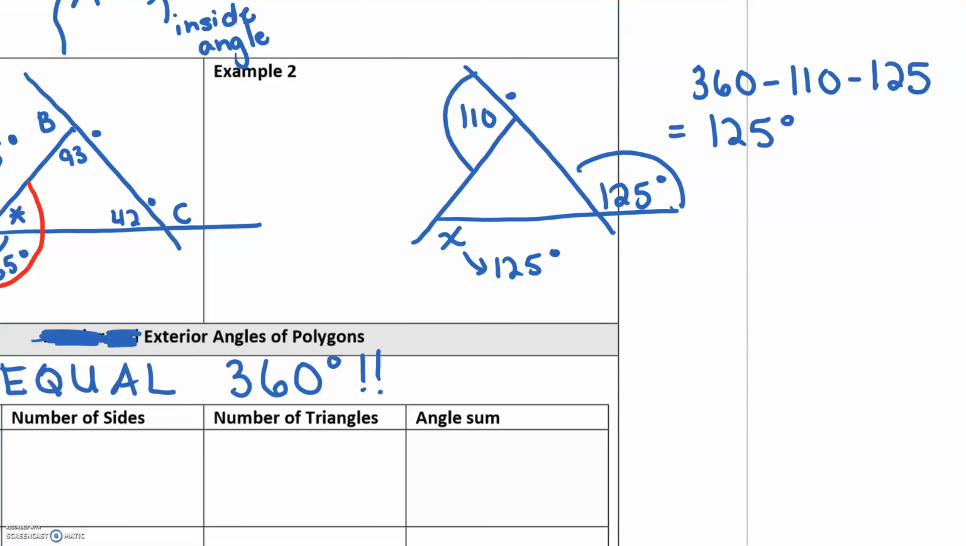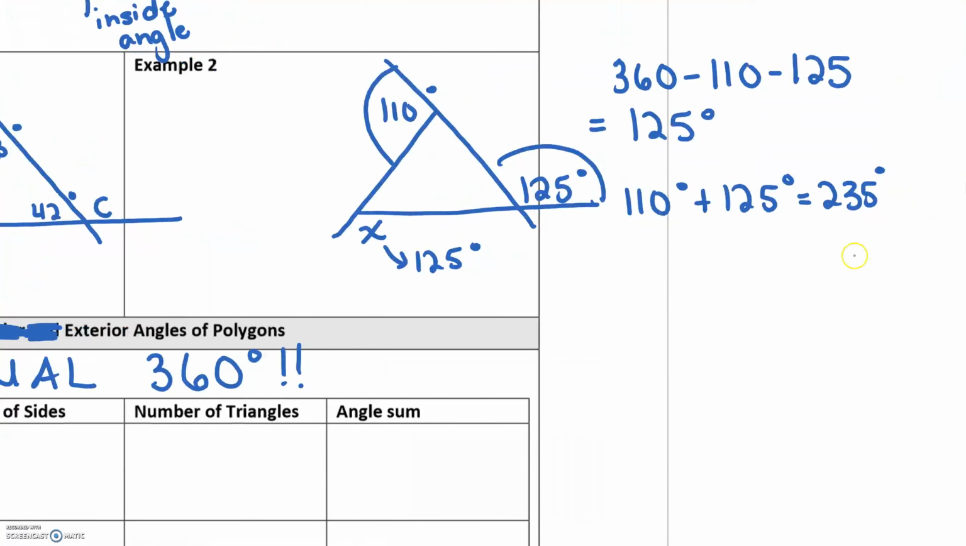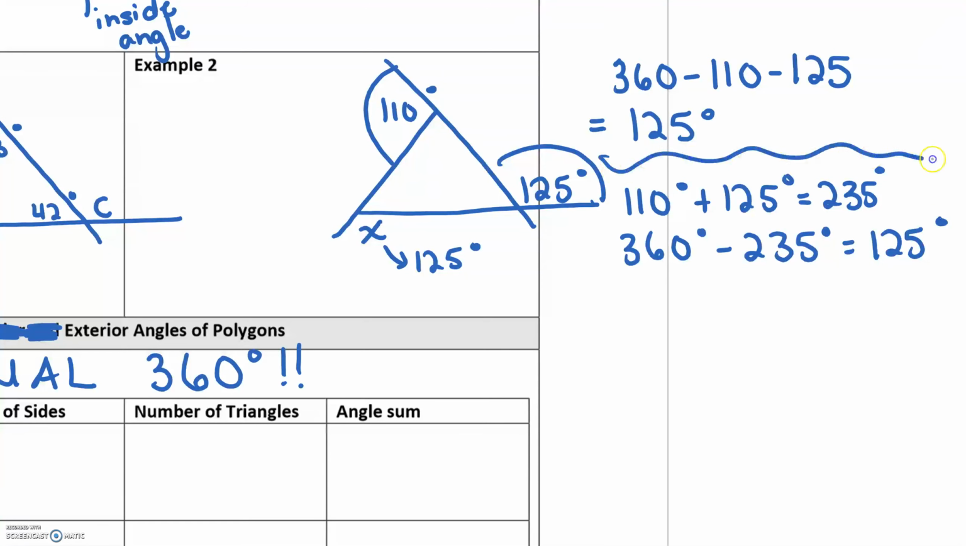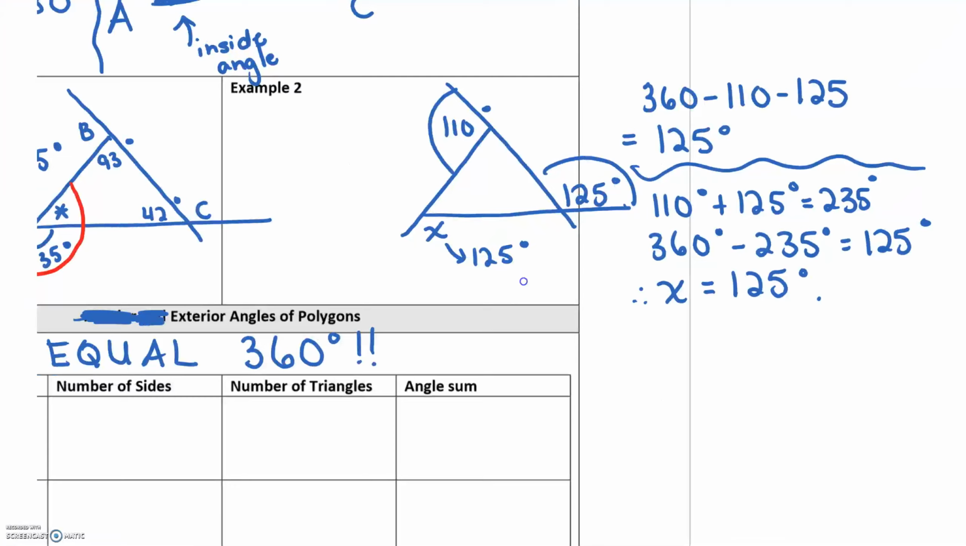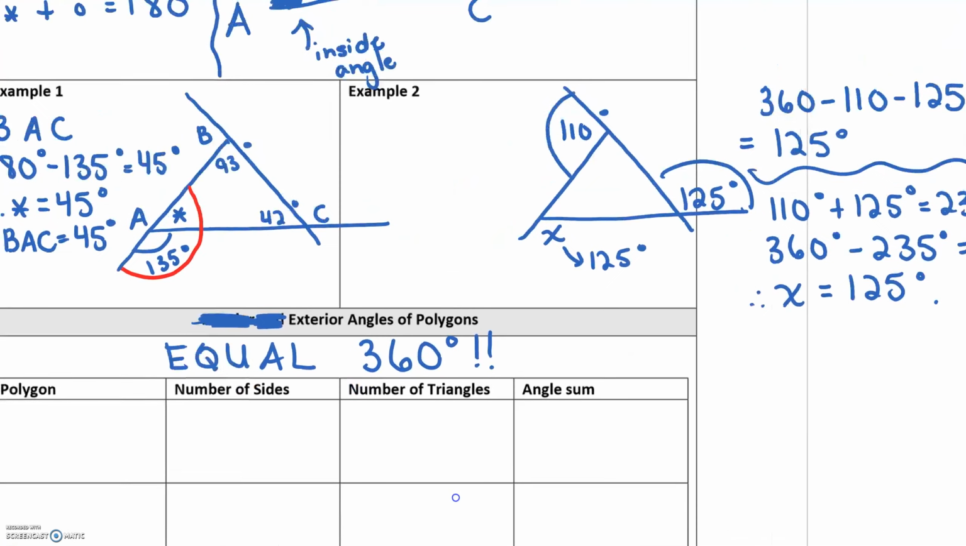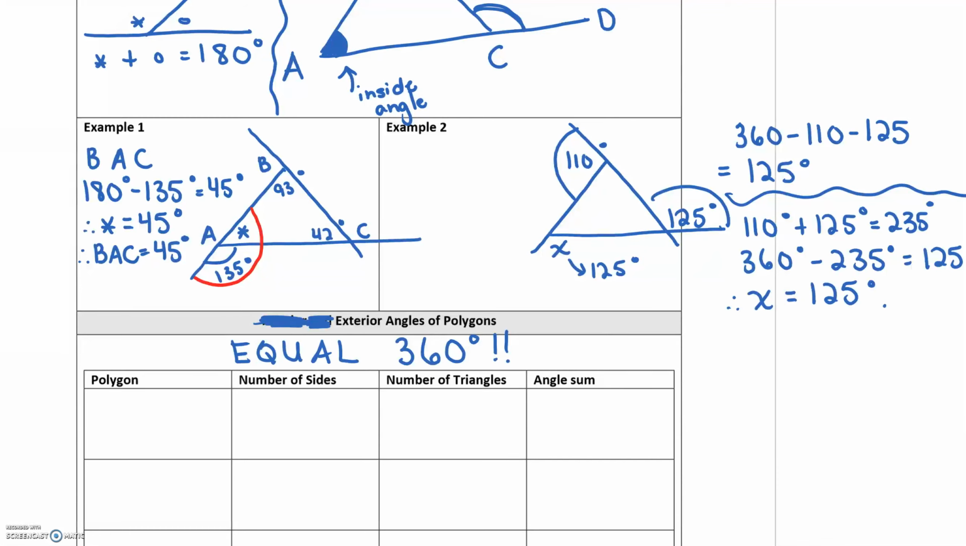I'm going to do it the other way, just so you can see it. So if I add up 110 plus 125, so if you don't know what to do, I would just add them up no matter what. And then you can see here that that's already more than 180. So that might help you remember that you take 360 and you subtract it from 235. So when you do that, you should get the same answer, okay? Because it's the same idea, it's just a different method. So in the end, we're just going to write, therefore, x equals 125 degrees. Okay, so this is for angles that are on the inside and on the outside.